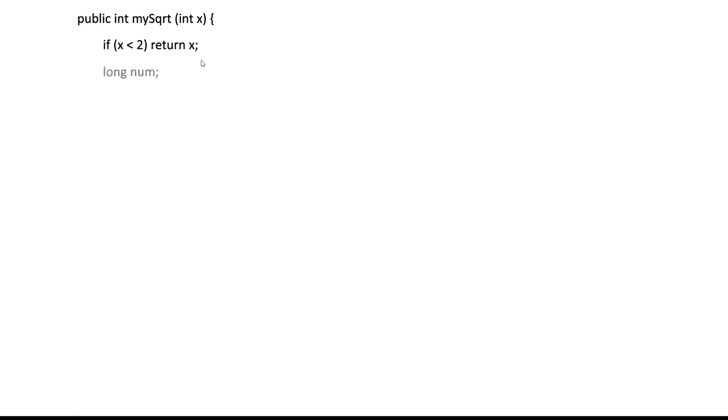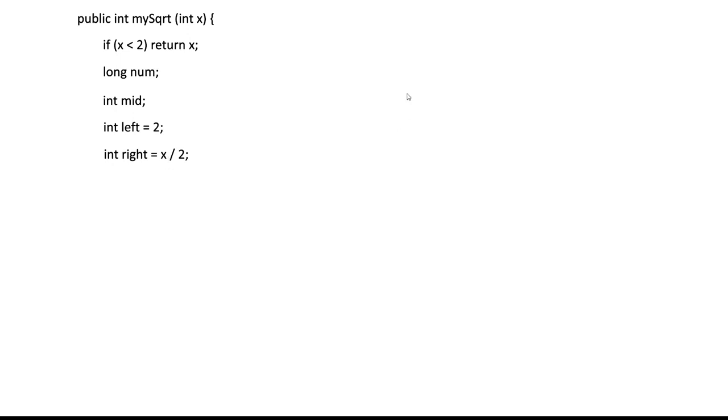If x is less than 2, just return it. We're going to define a long of num. So we do the midpoint times the midpoint, which are both integers. It could result in a number that doesn't fit in an int. So we're going to put that into a long. And then we have the midpoint. We're going to start the left at 2 because anything less than 2 we're just returning.